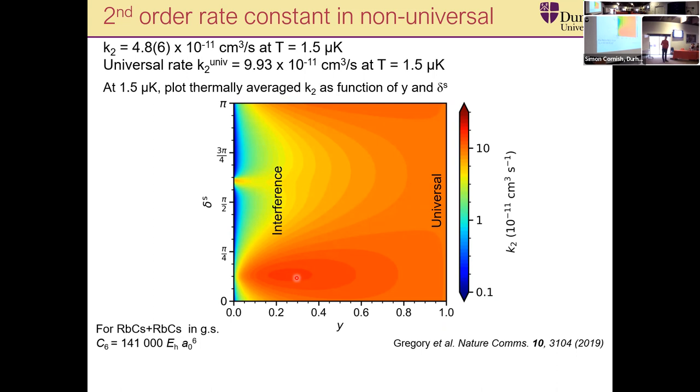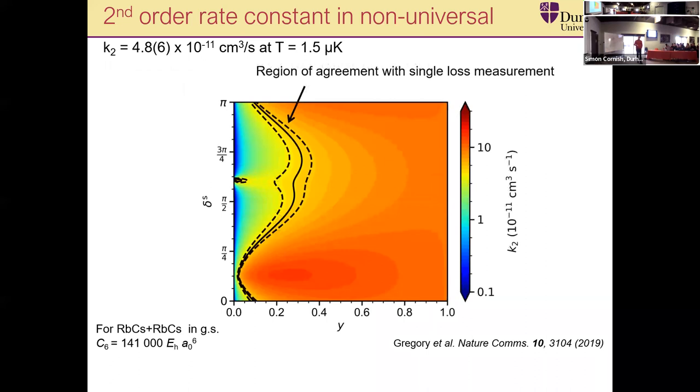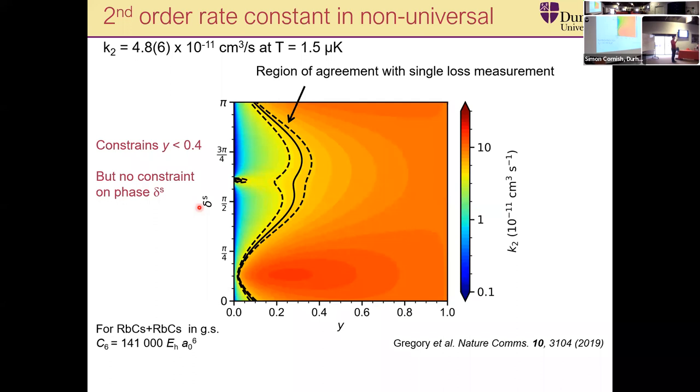And this is all basically dictated by the C6 coefficient, which we've already learned for molecules like rubidium cesium is dominated by the rotational splitting, and that's why the C6 is enormous. So we can put our measurements on there, and it looks like this. This one loss measurement we have, and already we know that y must be below 0.4, but of course we have no constraint on the phase. That's a constraint of two parameters with one measurement.